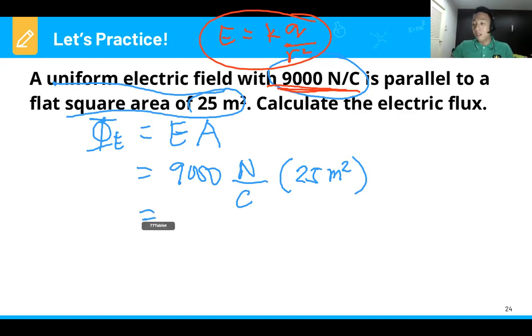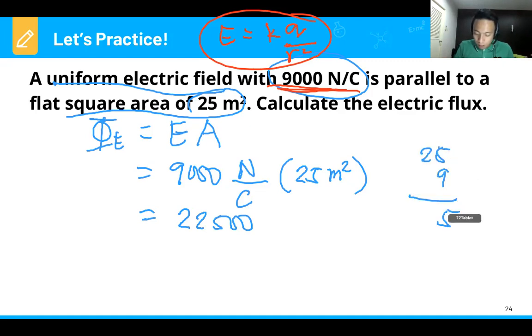So what will be 9,000 multiplied by 25? Okay? 9,000 multiplied by 25 is actually 22,500. Correct me if I'm wrong? Okay. To be more sure, let's compute it here. 45, 18, then 22, and we have 3 zeros. Oh, right? I was wrong. So we have the answer 225,000. Okay? 225,000. So what will be the unit?